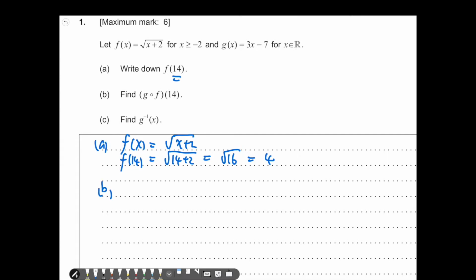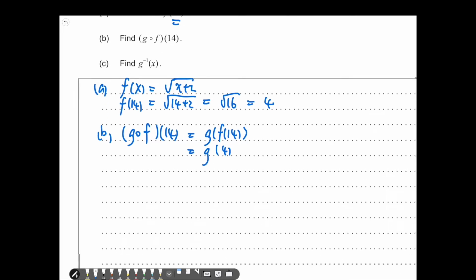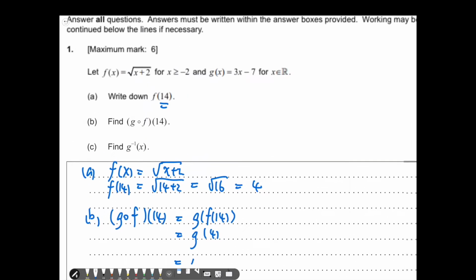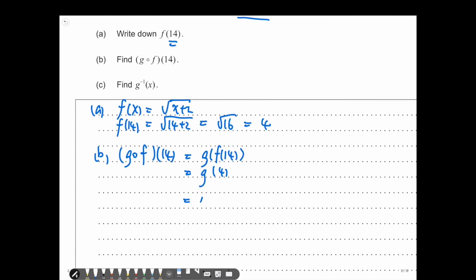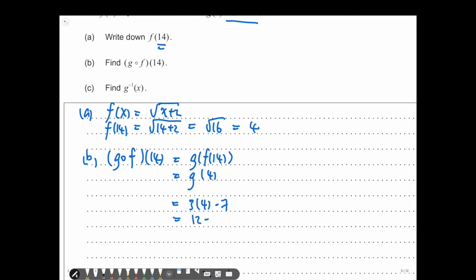And then part B is asking for g of f of 14. So in the notation, we have g of f of 14, and previously we found f of 14, which is 4. So it is asking for g of 4. And then we have the function here, 3x minus 7. So 3 times 4 minus 7, so we have 12 minus 7, which is 5. So that is for part B.